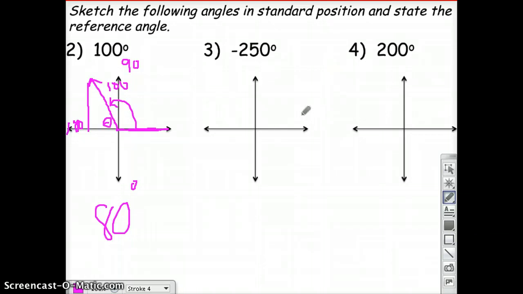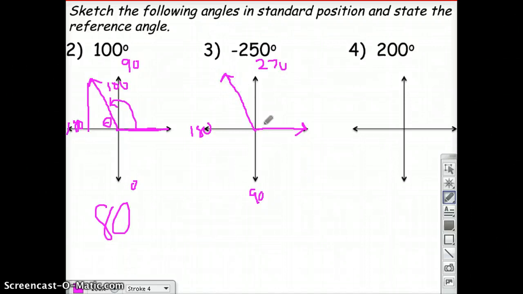Negative 250 degrees. Sketch it in standard position. Standard position always starts here, and then this time you're just going to go in the opposite direction. So this would be 90 in the opposite direction. This would be 180 in the opposite direction. This would be 270. So 250 degrees will be just before this 270 degrees.